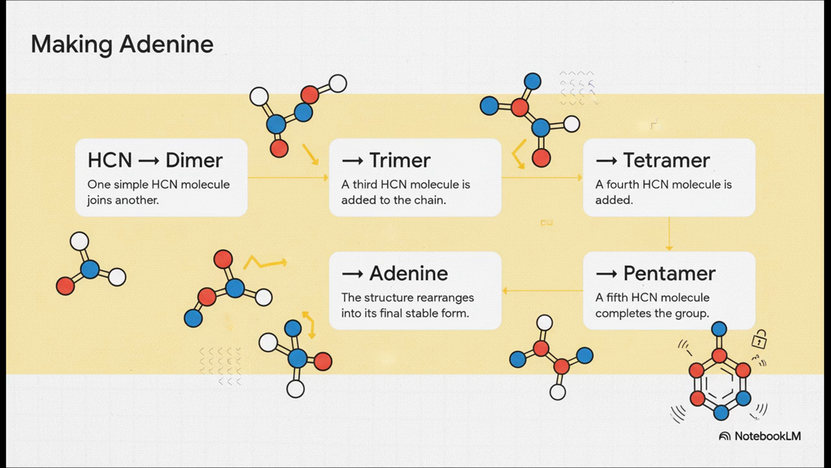But then, after that 5th one joins, bam, something amazing happens. The whole chain just spontaneously rearranges itself and clicks into the super stable 2-ring structure of adenine. It's another perfect case of a short, efficient little algorithm building one of the cornerstones of life.